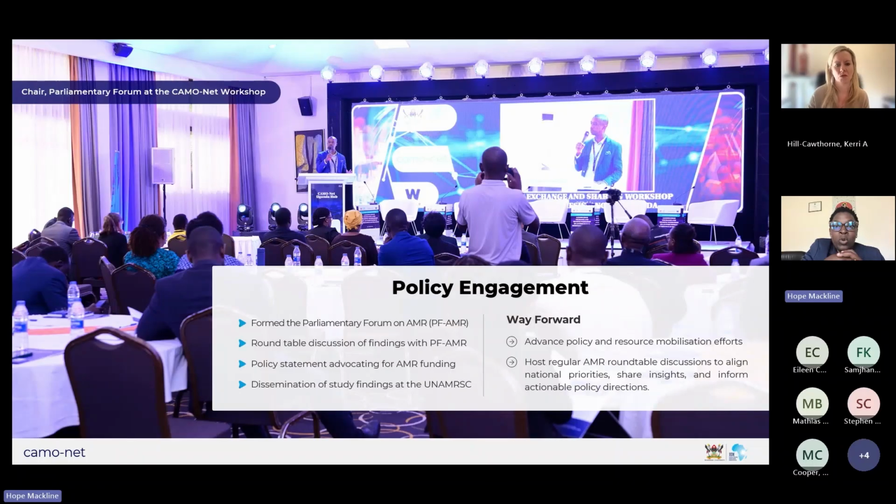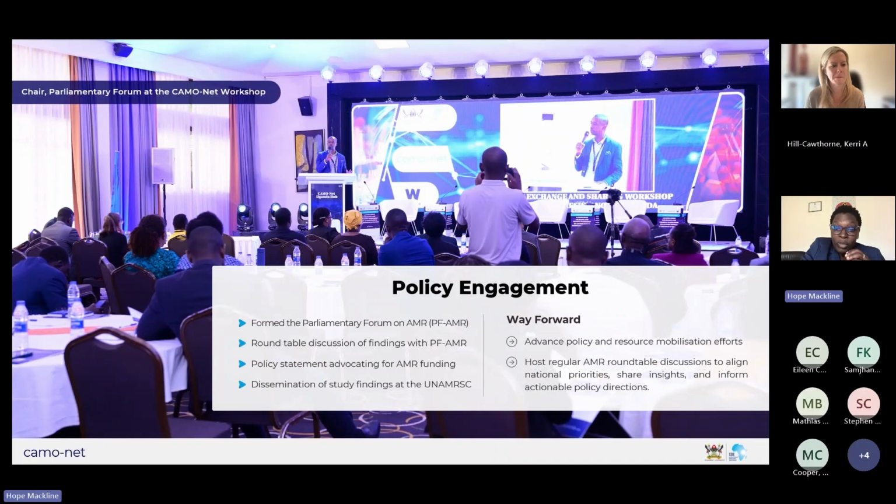And he has shown commitment to moving forward the agenda of AMR at that level. So here he was attending one of our workshops, and he was at the forefront of forming the Parliamentary Forum and being the first chair for it. And we had roundtable discussions of what Uganda requires in terms of surveillance, in terms of lab, in terms of social aspects of AMR.